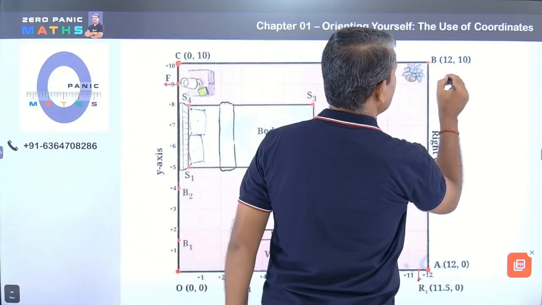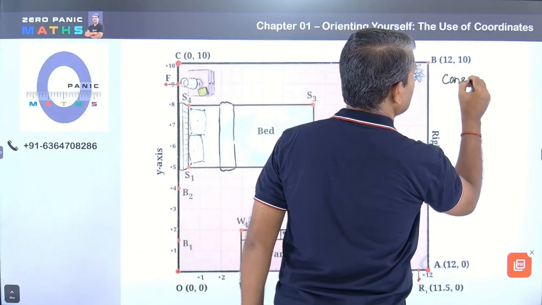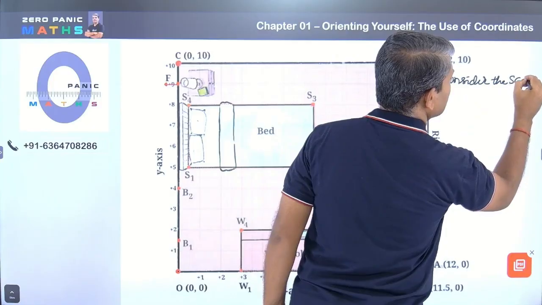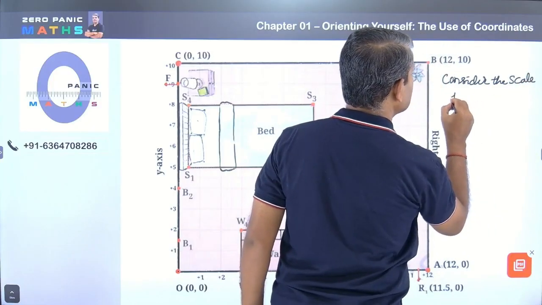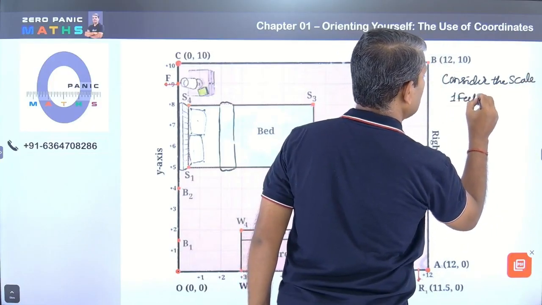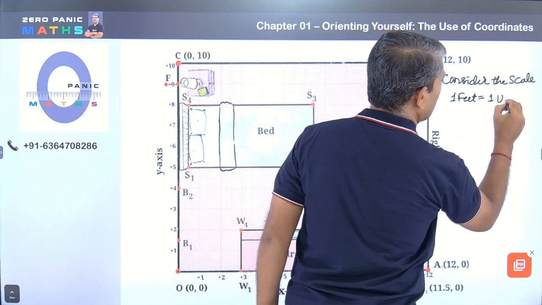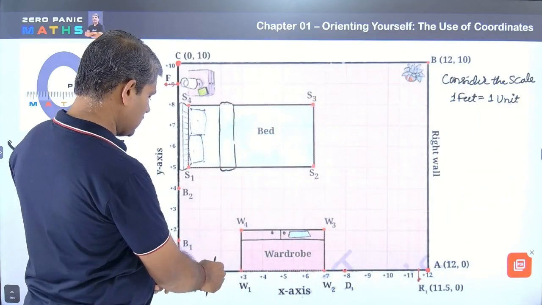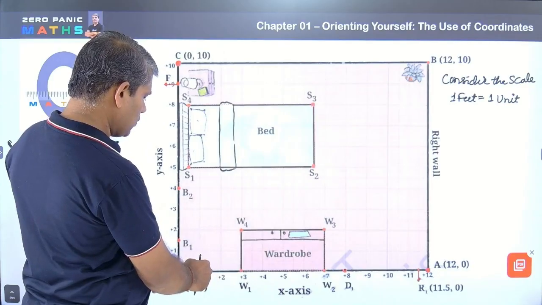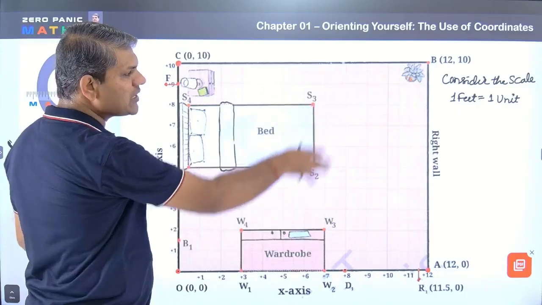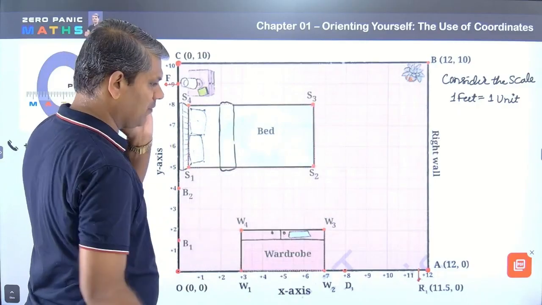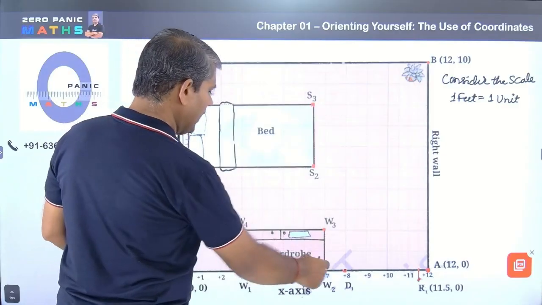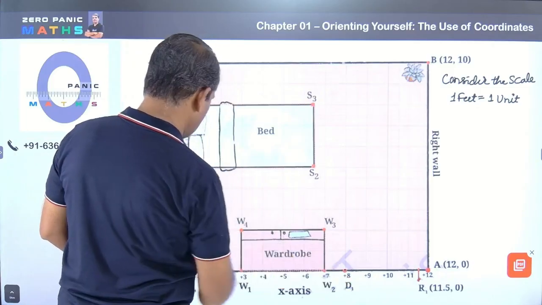Now let us consider the scale. I'll just write here: consider the scale as 1 feet is equal to 1 unit. It means that this distance, 1 unit, is 1 feet. I'm considering that scale for this graph, this diagram. You understood that? Okay. So now, how do I find out the distance of d1 from the y-axis?